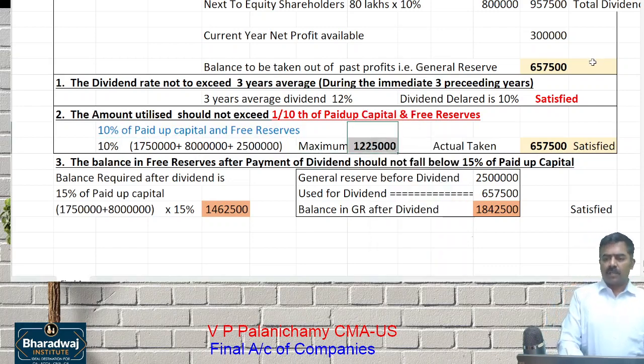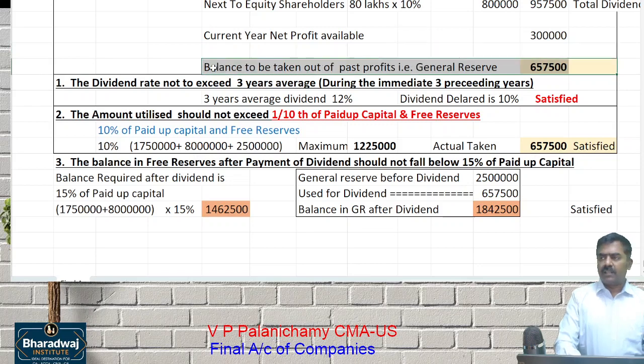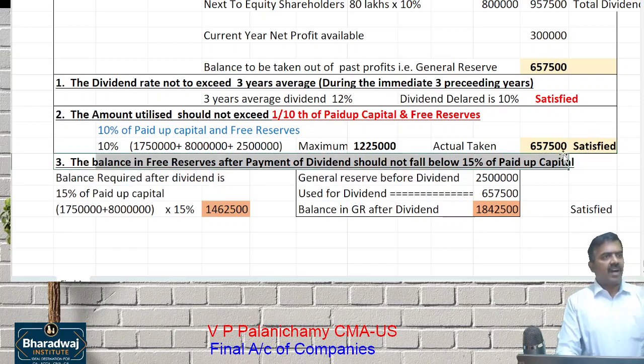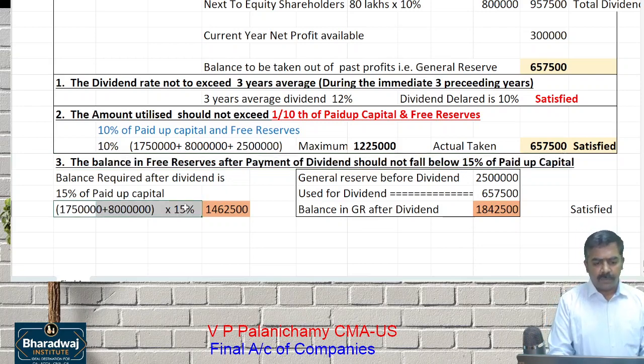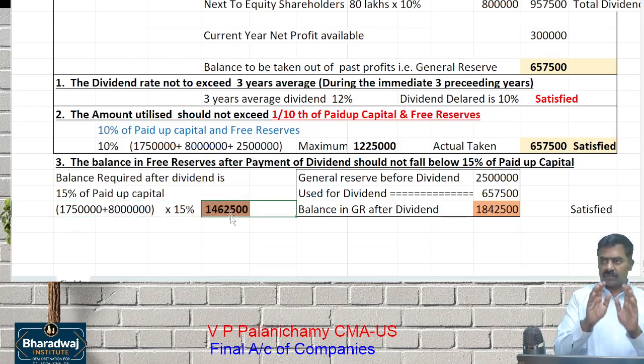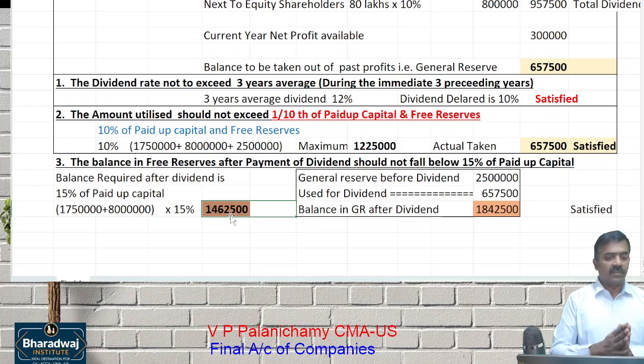12,25,000 we can use. But actually we are using 6,57,500. So are we using within the limit? Yes. The balance in free reserves after the payment of dividend, what is the balance required? 15% of paid up capital. How much is required? 14,62,500 is enough, after payment of dividend.